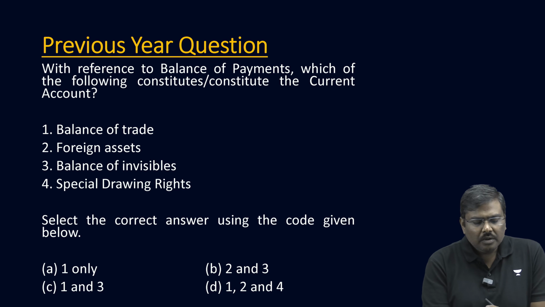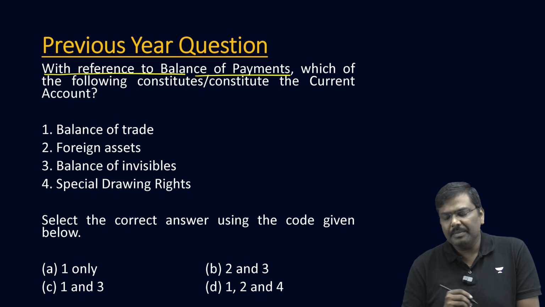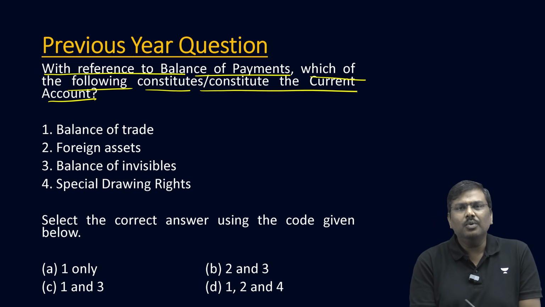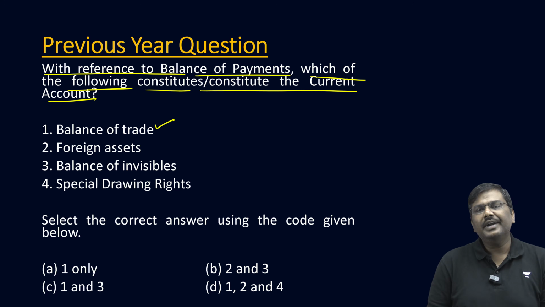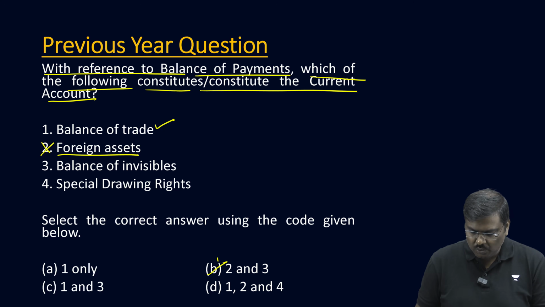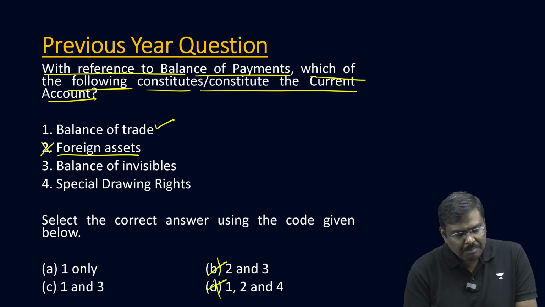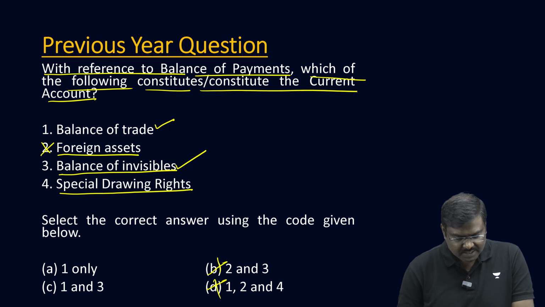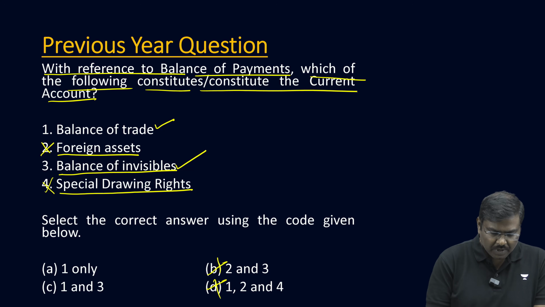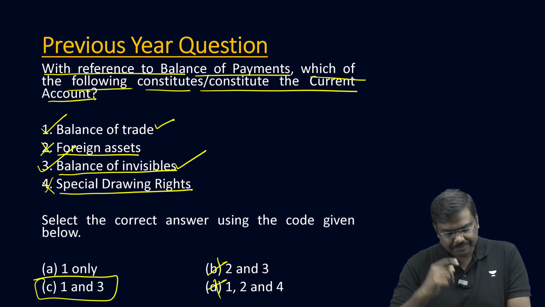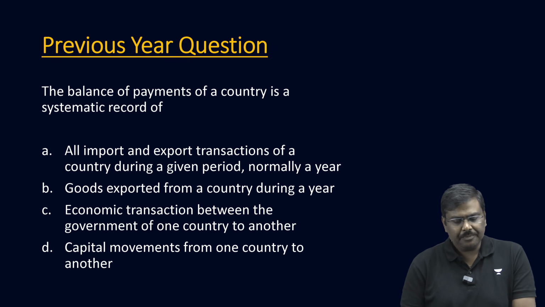Second question, with reference to balance of payments, which of the following constitutes the current account? First one, balance of trade. Yes. Foreign assets, no. So wherever 2 is there, you can eliminate. Balance of invisibles, yes. Special drawing rights, no. So first one is correct, third one is correct. Right option for the question will be option C, 1 and 3. Let me go to the next question.